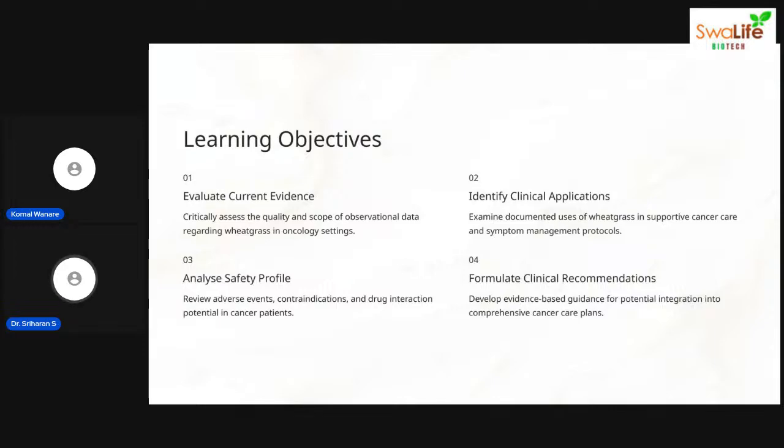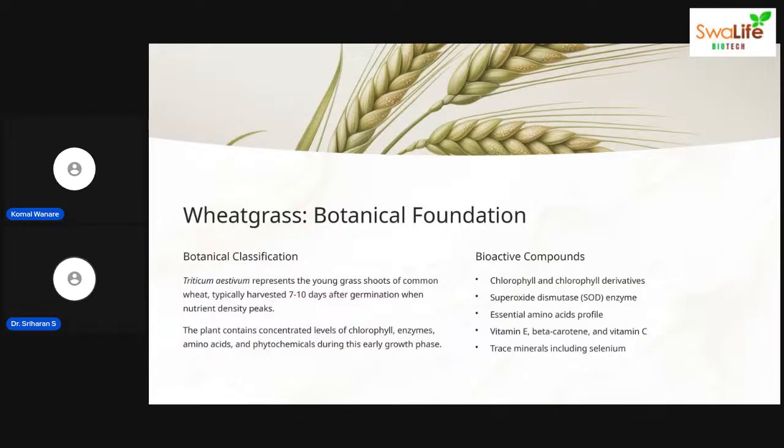We will also look at the safety profile, which is very important. In yesterday's class we saw there is a lack of safety profile data, which is a major issue in nutraceutical and herbal products. Using wheatgrass as the example, we will see what its safety profile is. Finally, we will formulate how it can be clinically recommended in a hospital setting and how it benefits the patient.